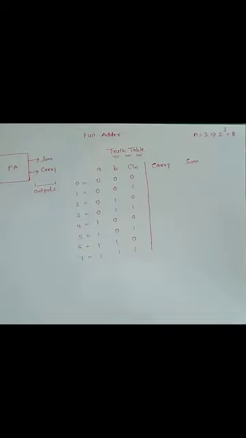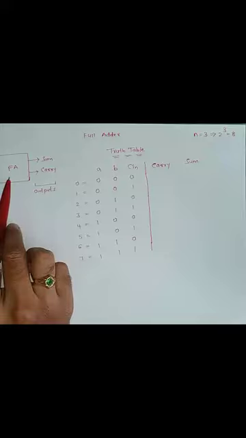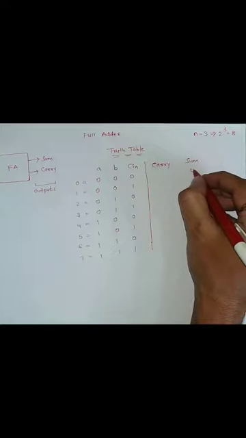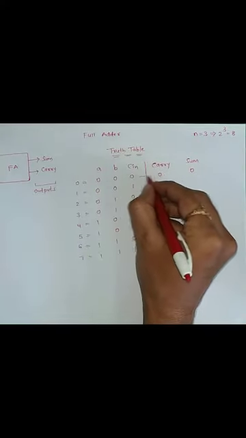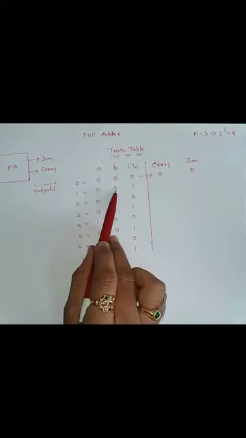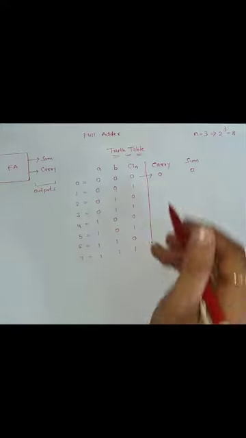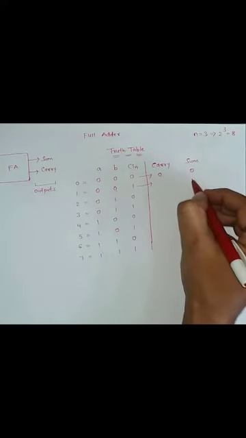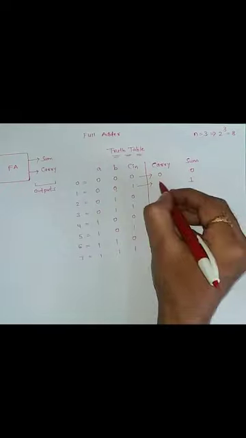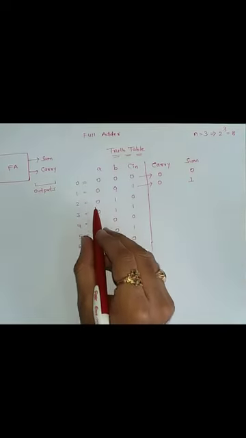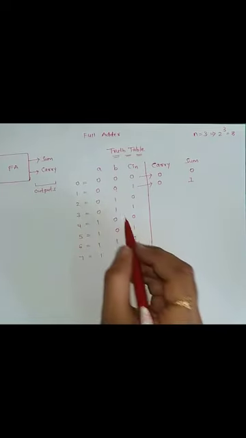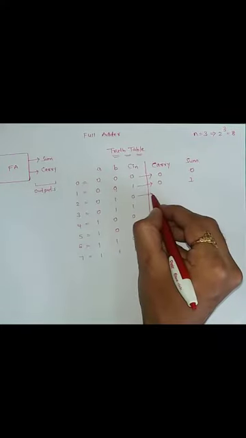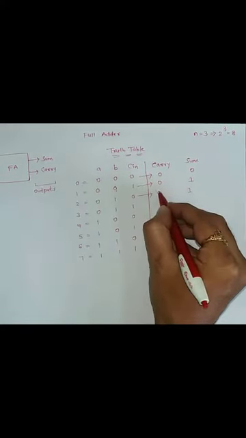Done. Next, as this is a full adder, we need to add the bits. So 0 plus 0 plus 0 will give sum as 0 and carry will be 0. Next, 0 plus 0 is 0, 0 plus 1 will be 1. That 1 is called the sum, so I'll write sum as 1 and carry will be 0. Next, 0 plus 1 is 1, 1 plus 0 will be 1. So sum 1, carry 0.